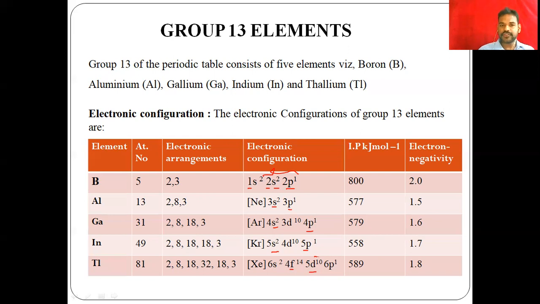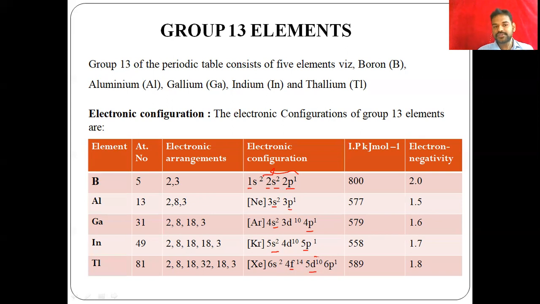So first, the electronic configuration. The first one is boron with atomic number 5, then aluminum with 13, gallium with 31, indium with 49, and thallium with 81. This is the atomic number. And then the electronic configuration on the basis of their shells: the first shell has 2 electrons and the second shell has 3 electrons, and like that you can see here. And then ionization potential. Ionization potential means the energy required to remove the outermost electron.